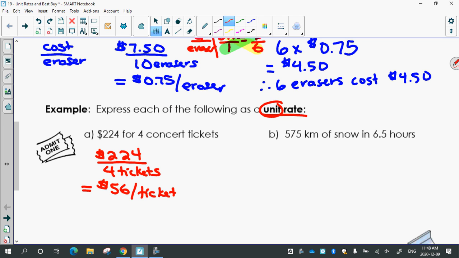So when money is one of your 2 things, money always goes on top. That's a good rule to remember. If money isn't one of them, try to just think what makes more common sense to you. A lot of these rate things could be everyday occurrences, things that happen. But if money is involved, make sure you put money on top.